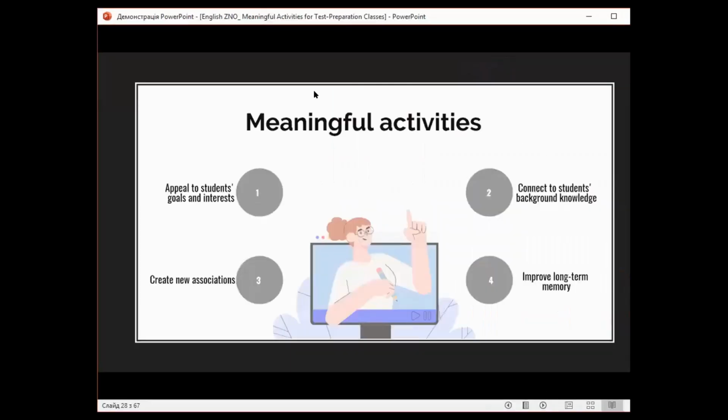If we speak in general about meaningful activities, then they will appeal to students' goals and interests. They will somehow be connected to their background knowledge, to something that they already know. In this way, they will create new associations in their brain, and this new knowledge will go to their long-term memory. So it will not just be short-term memory. If you study something in September, there is a higher chance that in May they will remember the information if this material was meaningful, important in some way, or interesting.